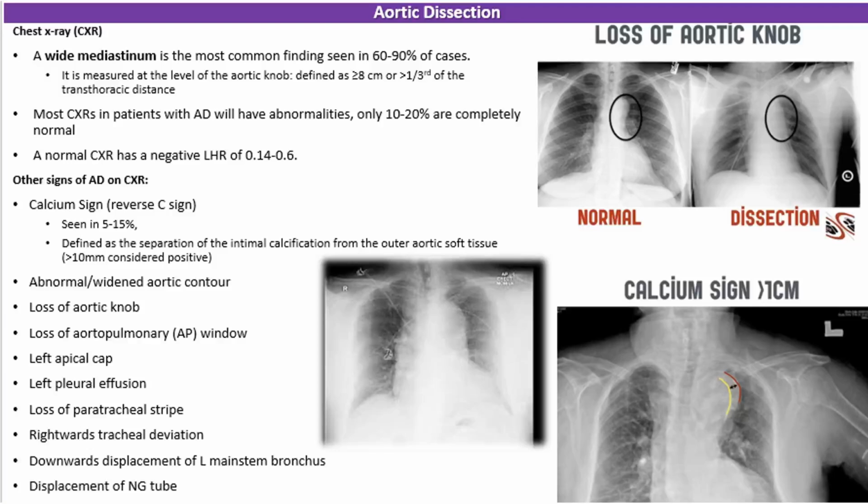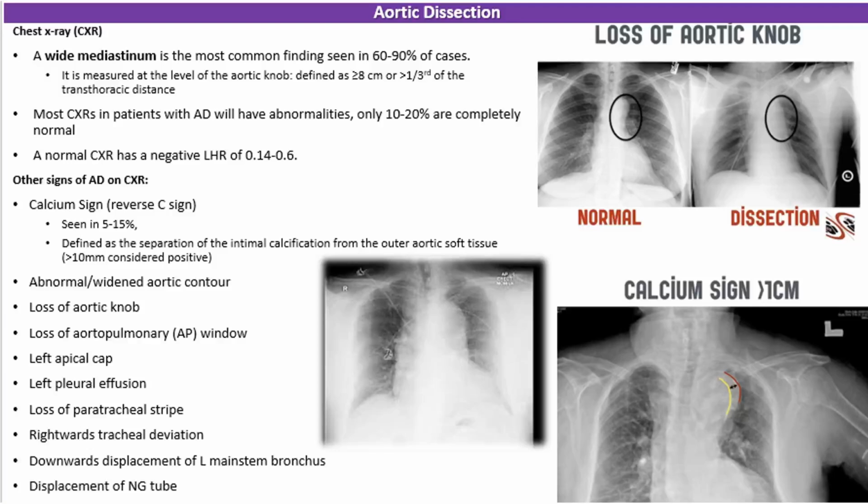Other findings, which are less specific for dissection, are widening of the aortic contour, displaced calcification, aortic kinking, and opacification of the aorticopulmonary window. Hemothorax may be seen if the dissection extends through the adventitia, with hemorrhage into the pleural space, which can lead to exsanguination.